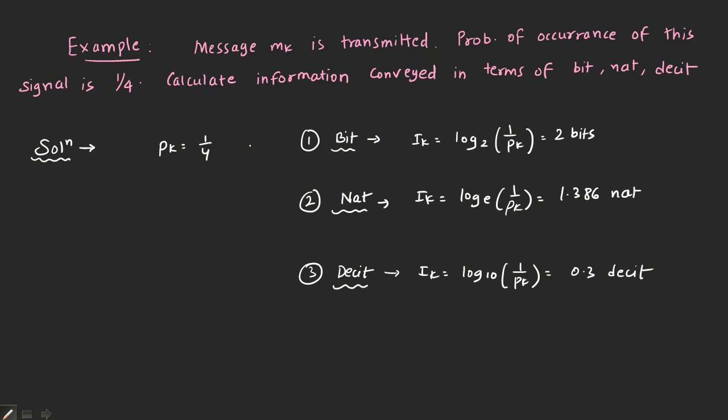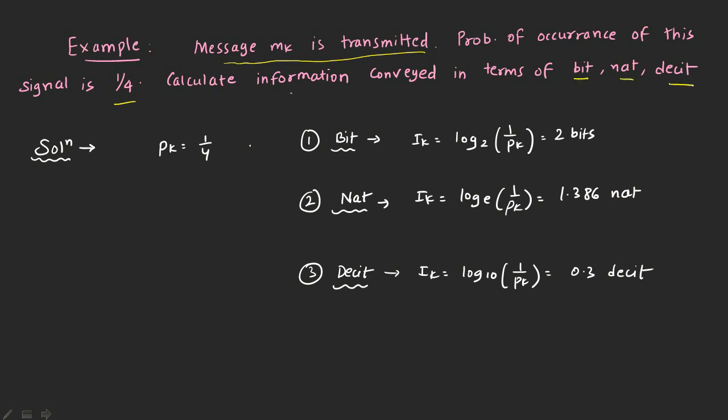So let me take the example. This will help you in the academic paper. The example is pretty simple. Message mk is transmitted, so information is transmitted. The probability of occurrence of this signal is 1 by 4. Calculate the information conveyed in terms of bit, nat and decit.